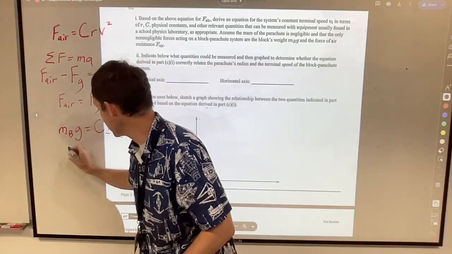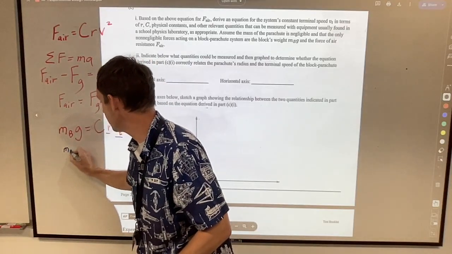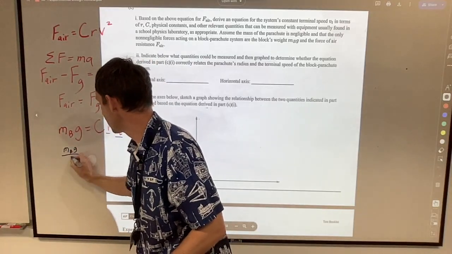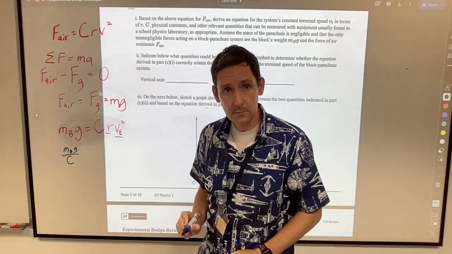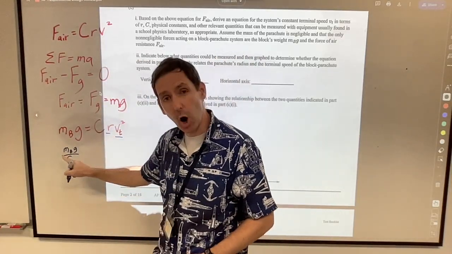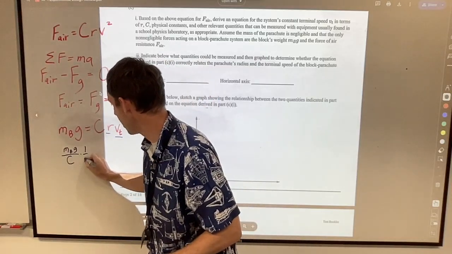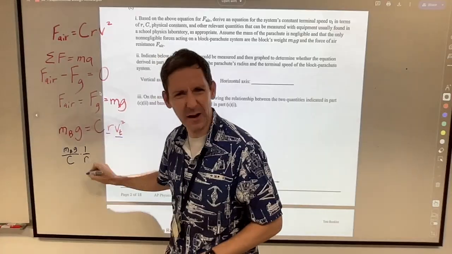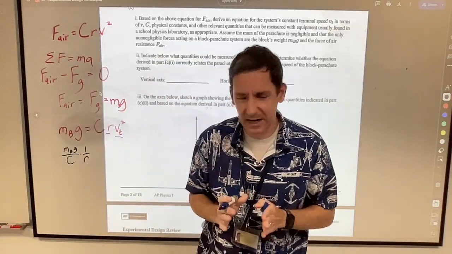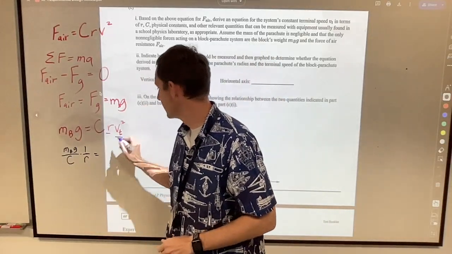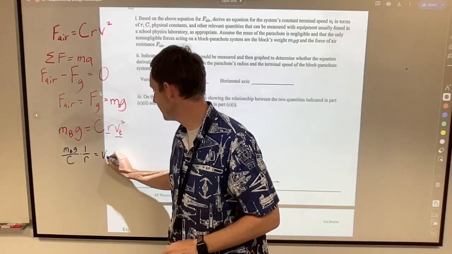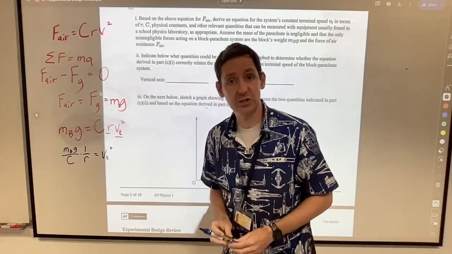So I'm going to divide by c first, so I'm going to have mg over c, and then I'm going to divide by the r, but I'm going to write it this way, times 1 over r, because that's actually my variable, right? That's the one thing that I can actually change, and that will be equal to VT squared, just like that.